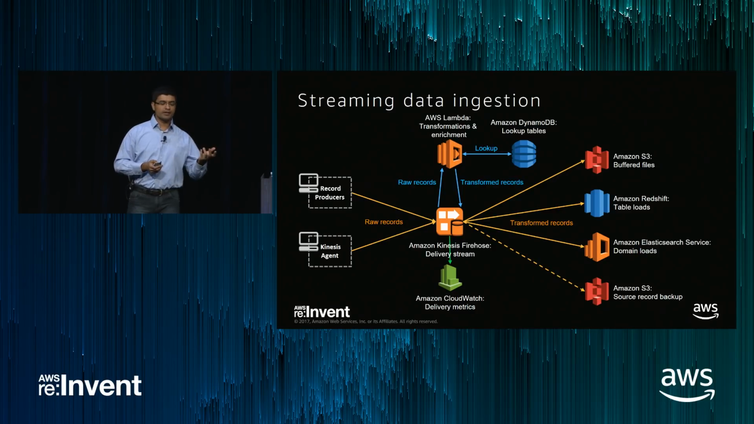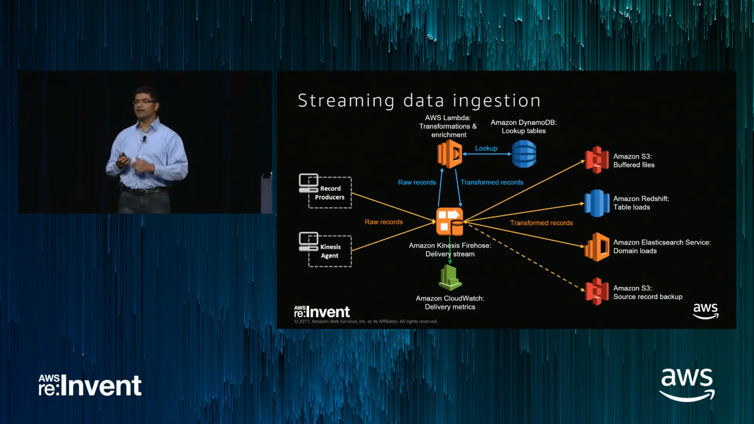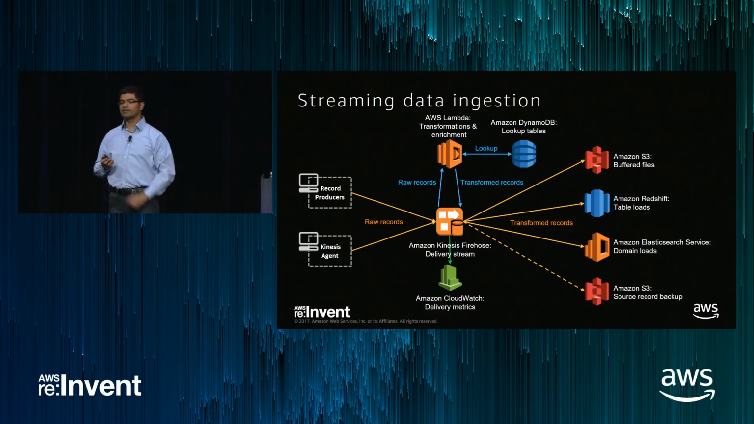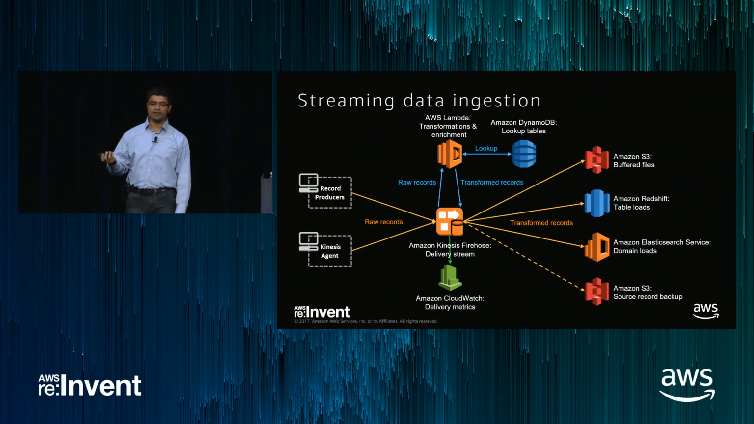So what you do here is you can send data in raw record form directly to the Kinesis Firehose APIs, or you can install a Kinesis agent, which will look at your log files. And as new messages come into the log files, it'll post those messages to the Kinesis Firehose delivery stream.